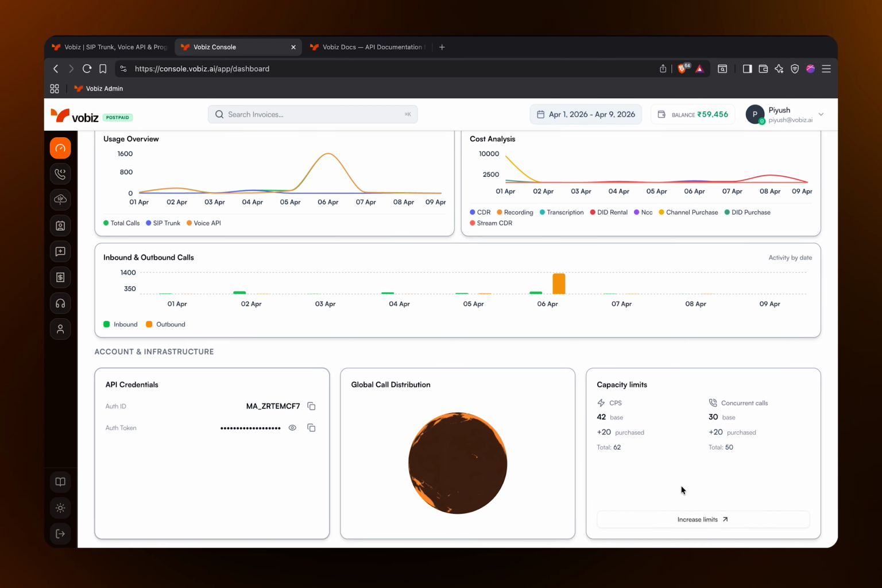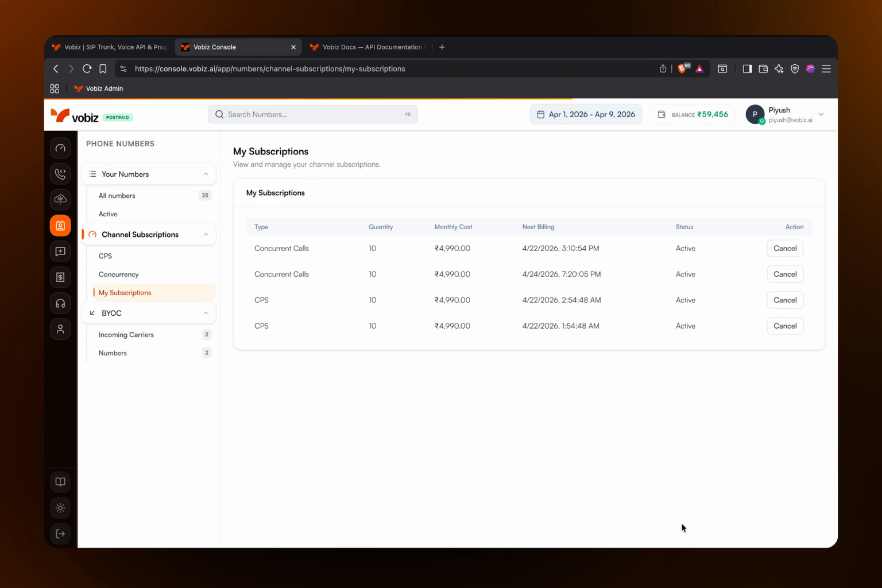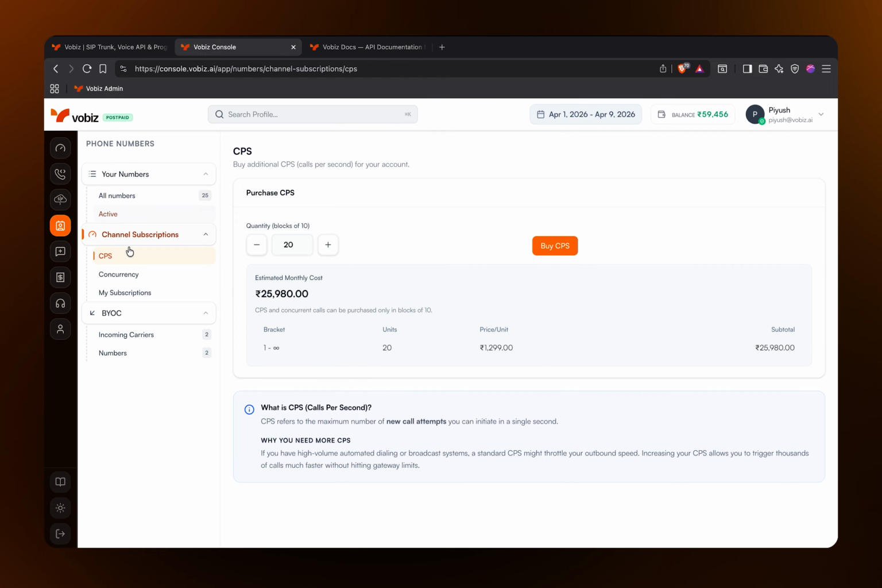If I want to increase the concurrency limit, I can do it. You can come to our platform, and when it comes to the channel subscriptions, you can go and buy CPS and you can go and buy additional concurrency.